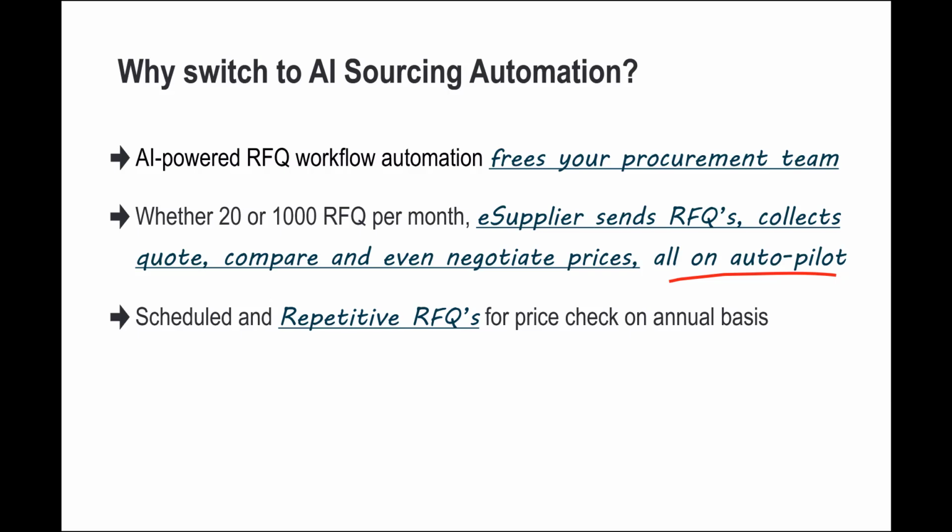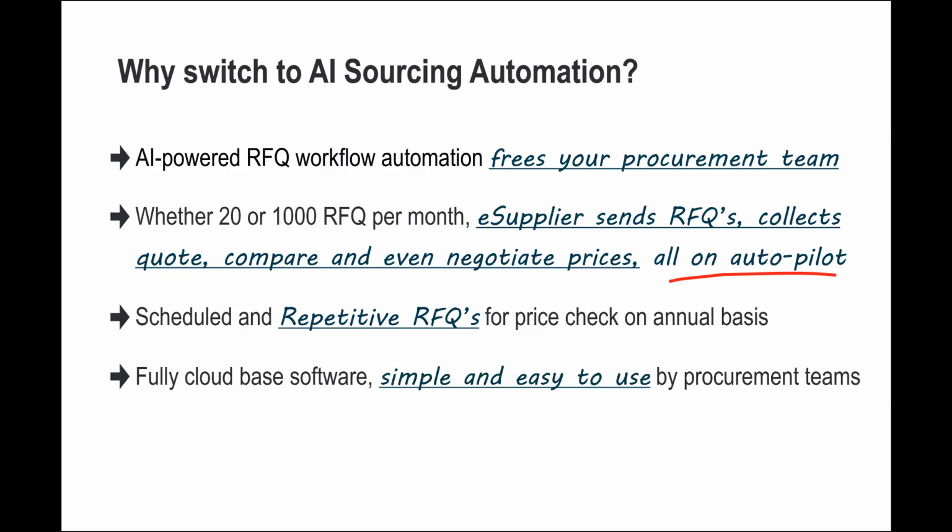Not only on a yearly basis, but you can also set it, say, every 3 months if you want to do a price check for item X. It could be corrugated boxes. You can do that. The software eSupplier provides is fully cloud-based. It's simple and easy to use by the procurement teams. You just have to create the RFQ and leave it, then autopilot takes over from there.